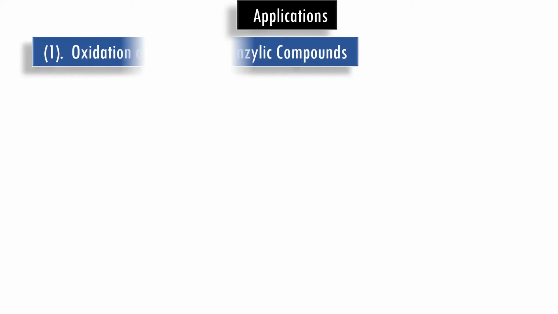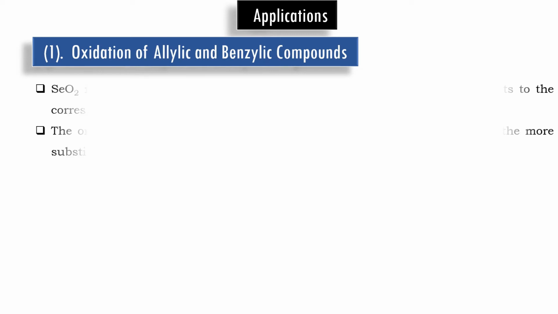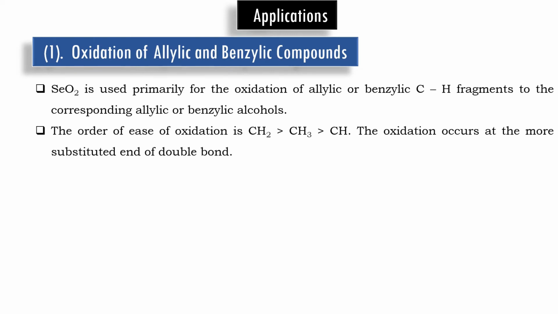Application. First application is oxidation of allylic and benzylic compounds. Selenium dioxide is used primarily for the oxidation of allylic or benzylic CH fragments to the corresponding allylic or benzylic alcohol. The order of the oxidation is CH2, then CH3, then CH. The oxidation occurs at the more substituted end of the double bond.